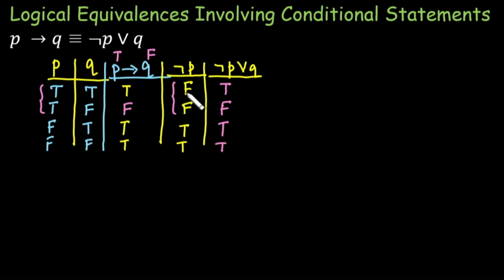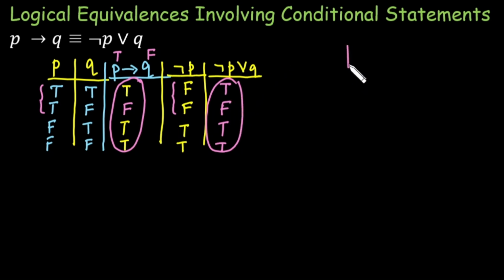Also you can take true or false is true. True or true is always true. False or true is true. False or false is false. Now check whether this column and this column result is the same. Yes, it means these two statements are logically equivalent.